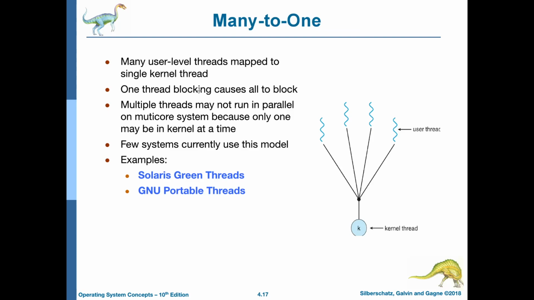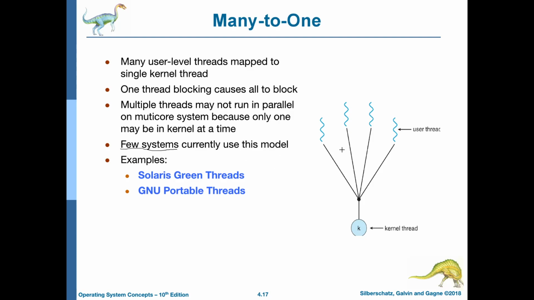So in a many-to-one situation, you usually have many user-level threads, and all those user-level threads are mapped to one kernel thread. Now, this model is available to any system. We can do this under Linux, we can do this under Windows, we can do this in MS-DOS if we so choose. A many-to-one works on almost every system, but nowadays, few systems actually use this. It's very rare to see a many-to-one situation.